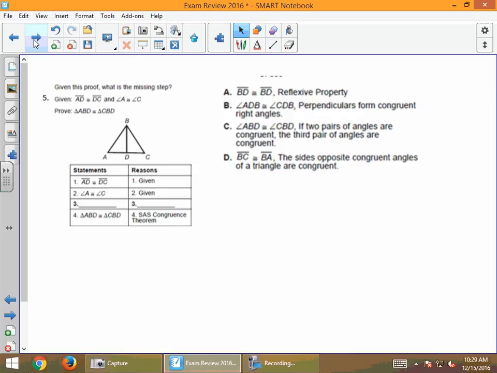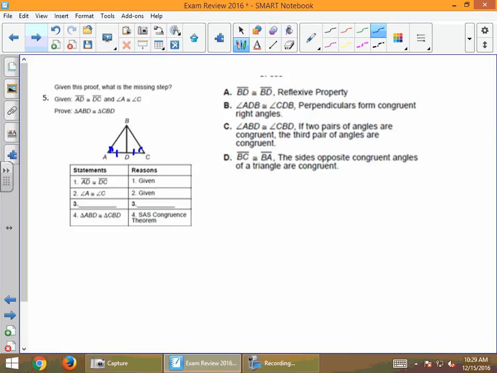Let's look at number 5. We're given this partial proof, and we know AD and DC are congruent, and angle A and angle C are congruent. Whenever you're given that information and it's not marked, mark it. So let's mark it. And we're trying to prove that these two triangles are congruent. They have the first two steps down. Sometimes they separate the givens. We have to figure out what goes in statement 3 and reason 3.